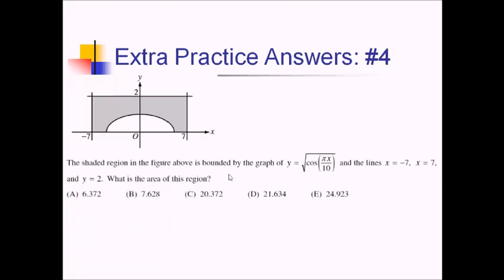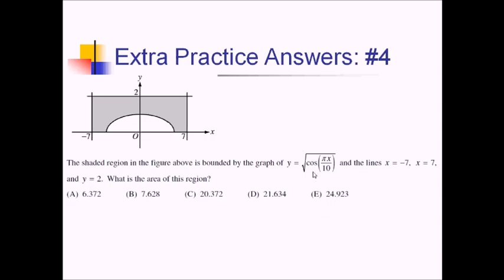On this problem, we have a shaded region bounded by this weird square root cosine graph, that's this stuff in here, and also the lines x equals -7, x equals 7, and y equals 2. We want to find the area of that shaded region. So my overall strategy is to take the area of this rectangle that the shaded region includes, and subtract this white area here, represented as the area under this square root cosine curve. So I need to find an integral to represent this cosine stuff, and then I can subtract it from my rectangle area.